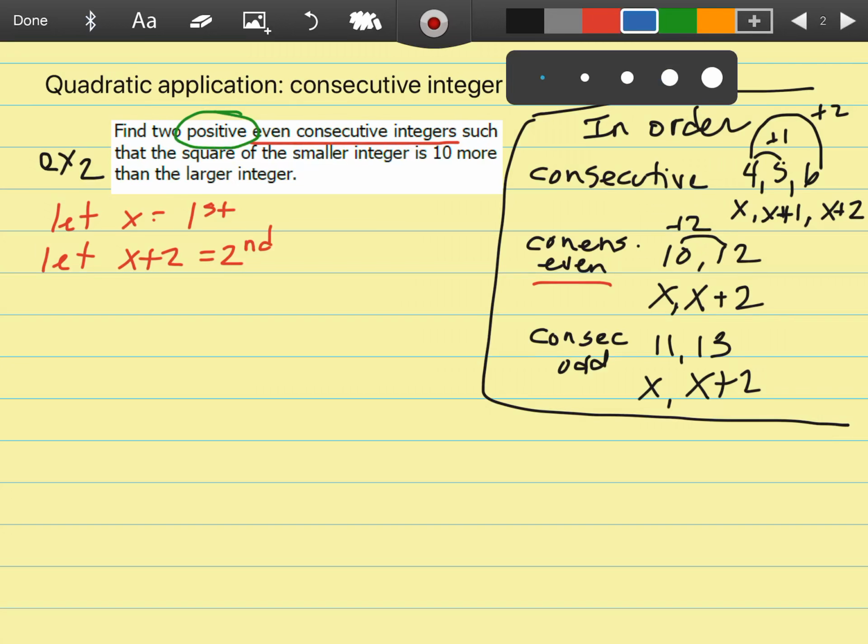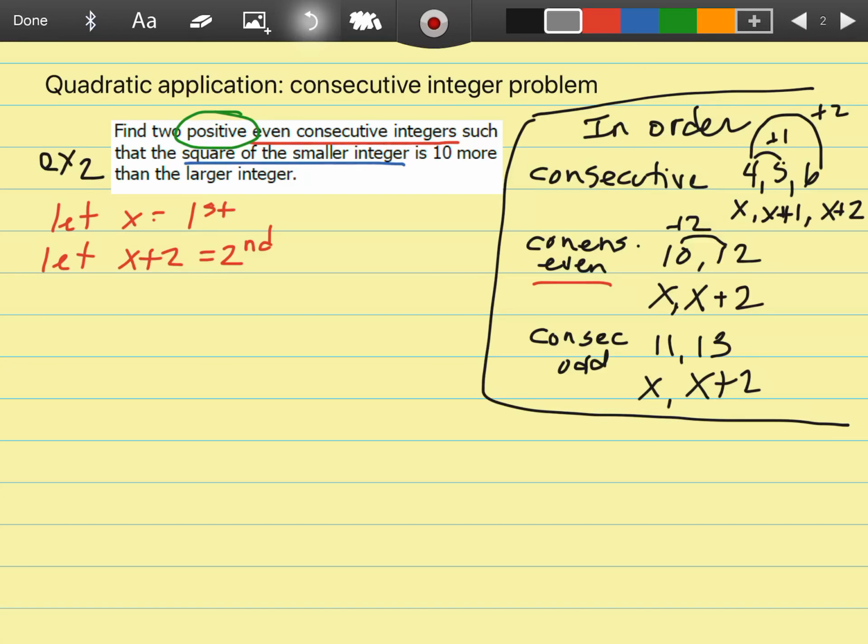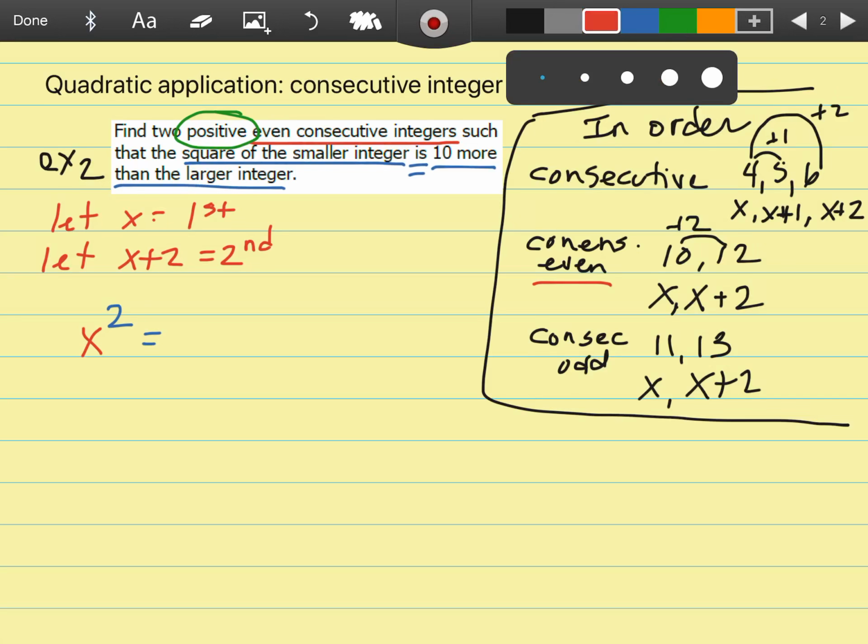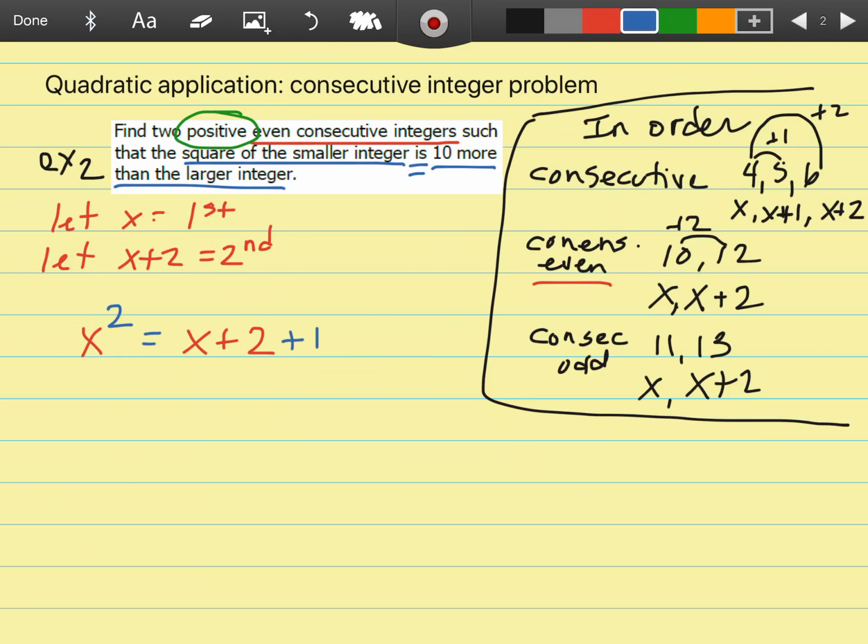Okay, such that the square of the smaller integer, so the smaller integer is x. The smaller integer is x. I'm going to square it. And it says it is, so that's equals, is 10 more than the larger integer. So 10 more than the larger. The larger integer is x plus 2, and then 10 more than that. And that is how I set up my equation.